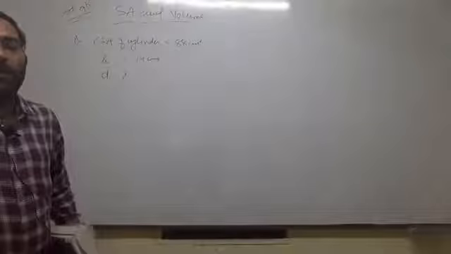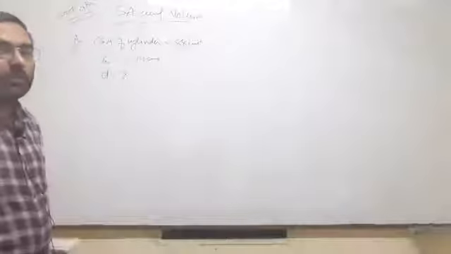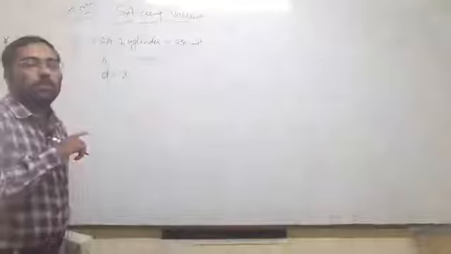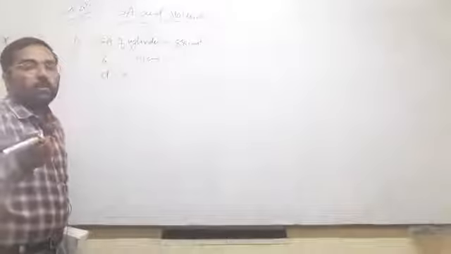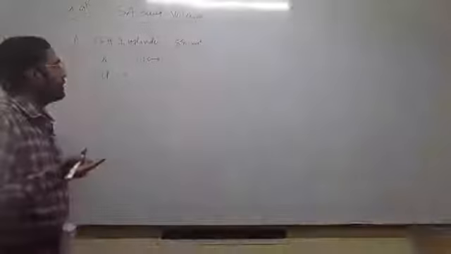Whenever you have to find the diameter, you must know the radius of the cylinder. If you have the radius, then you convert it into diameter. Otherwise you don't know what the diameter of the cylinder is.